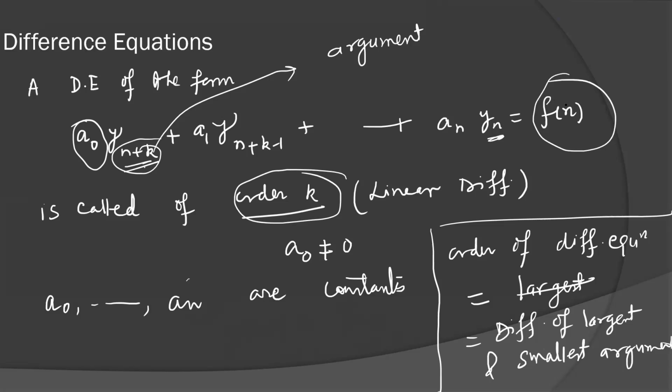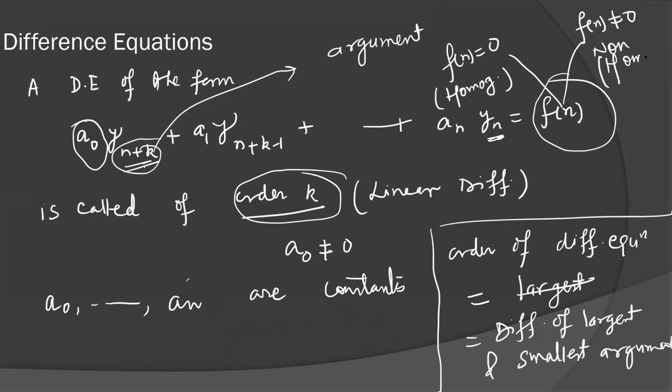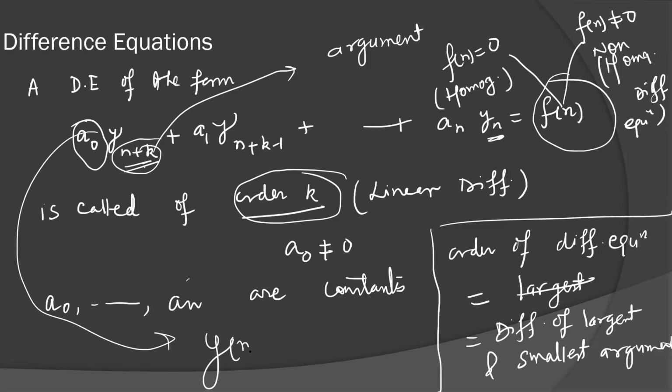Now what is the role of f of n here? We have two cases. If f of n is 0, then this difference equation is called a homogeneous difference equation. If f of n is non-zero, this difference equation is called a non-homogeneous difference equation. So this is the idea and structure of a difference equation. Now our aim is to find the solution of this difference equation. The solution is represented as y of n. Y of n is called the solution of this difference equation.